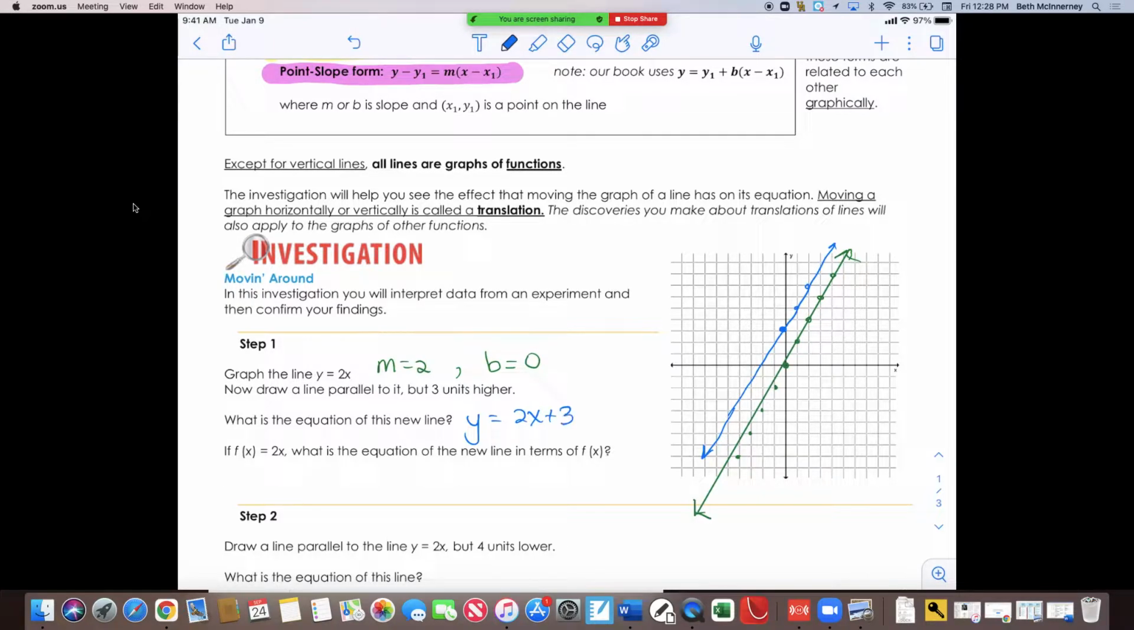All right, nice. So when you want to take a line and you want to move it up or down, what's changing is the y-intercept. The slope remains the same. So how would I describe this in terms of f of x? Well, I would say this. Do you see this is f of x, and we've just added 3 to it.